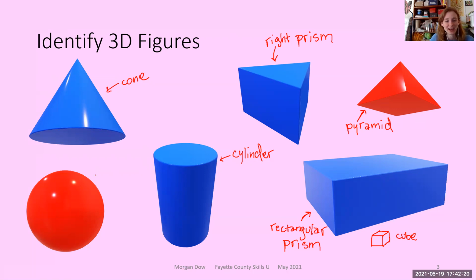And then the last shape we have on here is a sphere. So a sphere is sort of the three-dimensional version of a circle. It's like a ball. So if you have a basketball or a soccer ball or any kind of ball in your house or nearby, then that's a sphere, as long as it's not deflated.